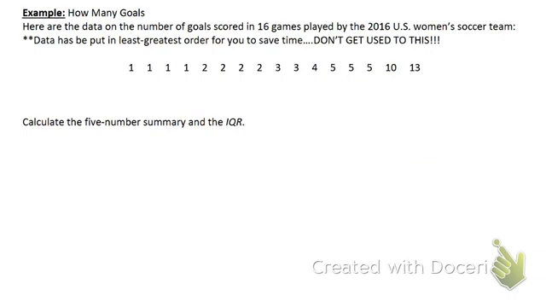How many goals? Here are the data of the number of goals scored in the 16 games played by the 2016 U.S. women's soccer team. Notice there is an even number of values in this data. Are you ready? We need to calculate the 5-number summary and then find the IQR. What is the minimum? What is the maximum? We need the median. What is the median of this data? Find the median.